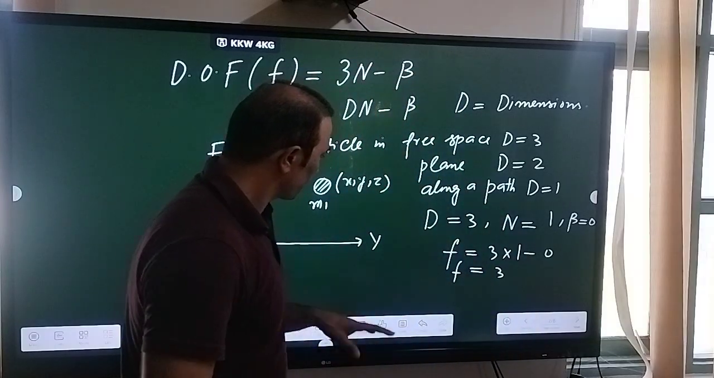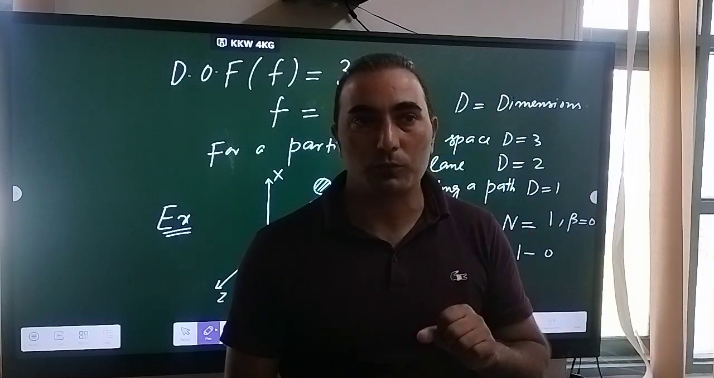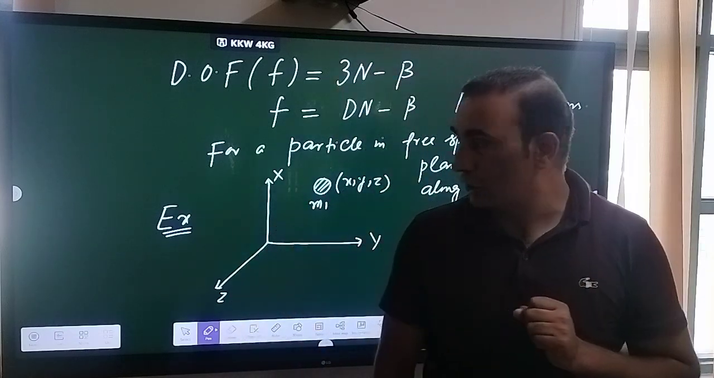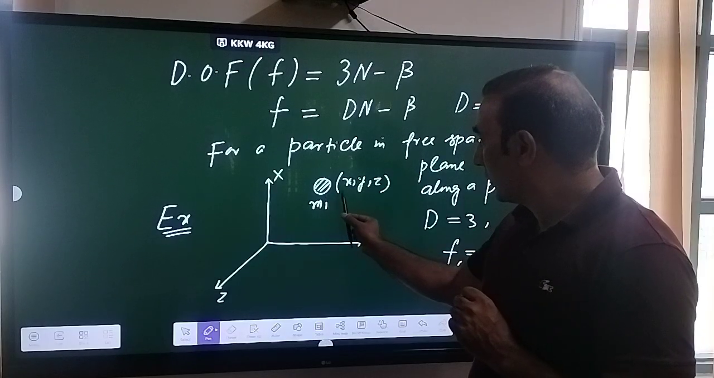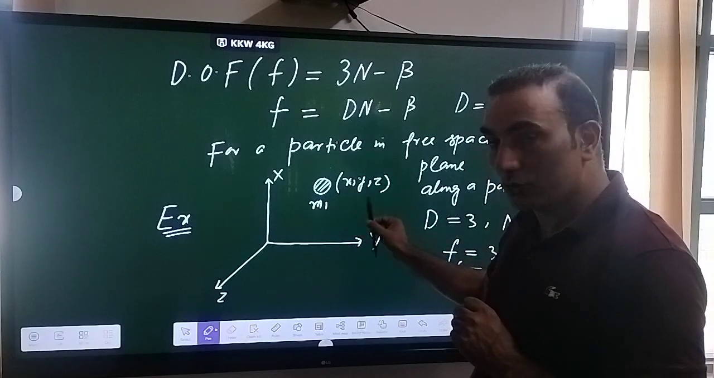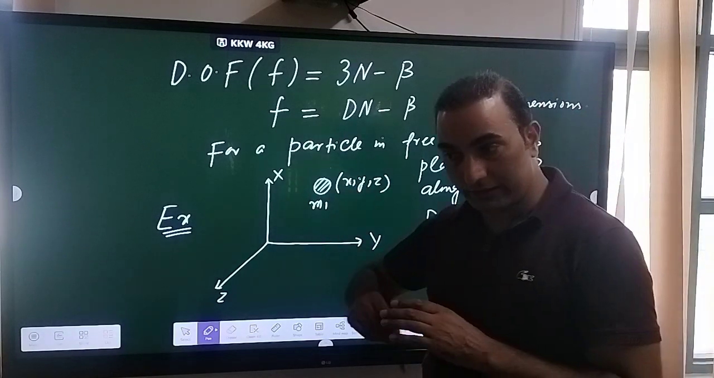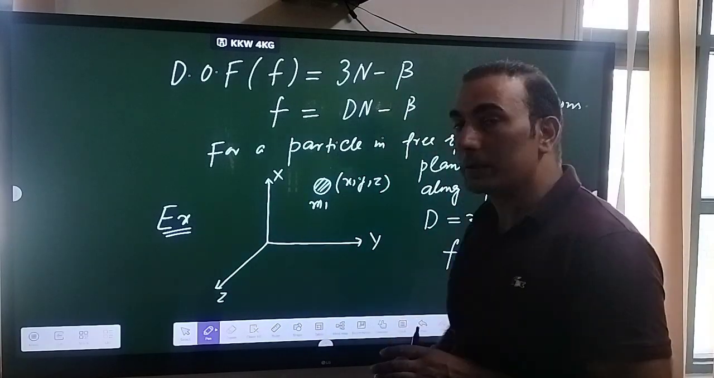Now, अगर मैं एक simple example लूँगा, if I consider a particle in some free space or a body in some free space, right? So in that case, we can say that we have some mass m that is in free space, and I'm representing its coordinates as x, y, z, so that means it can have all possible motions. It can go along x or y or z direction. So in that case, what should be the degree of freedom?